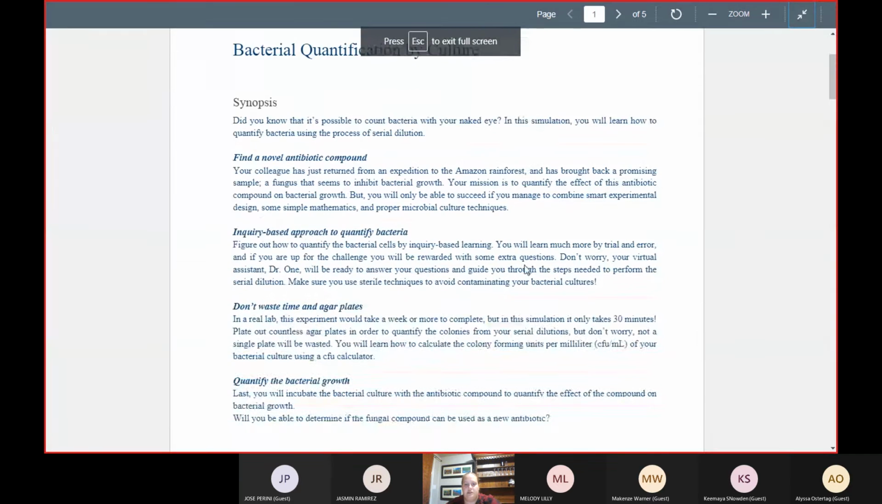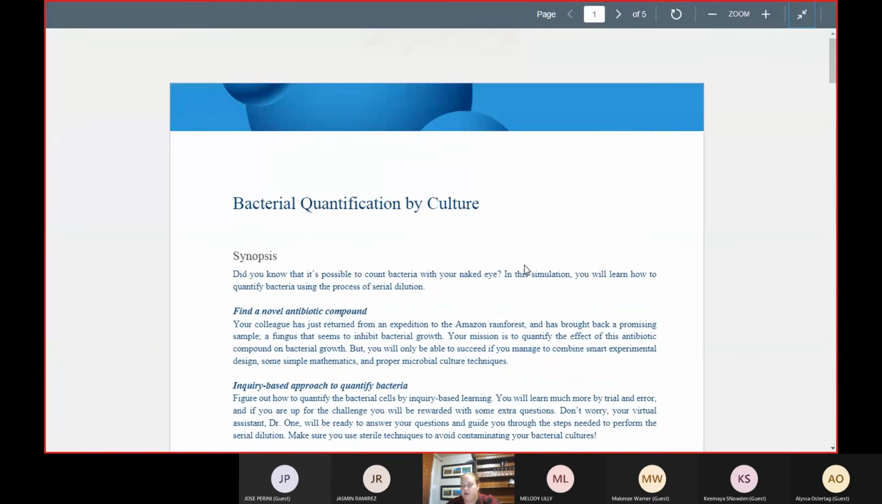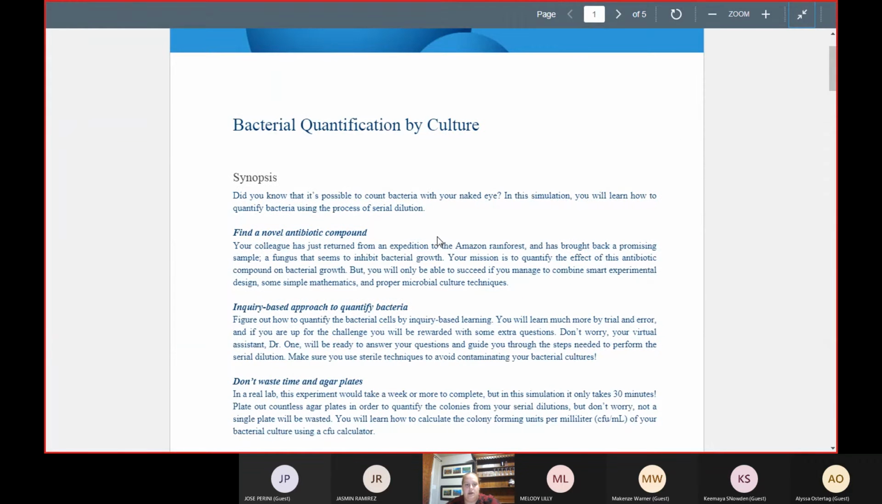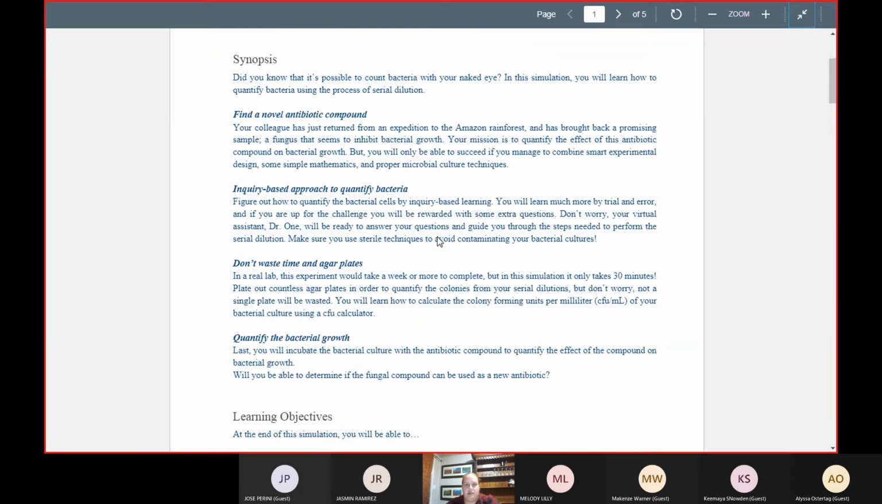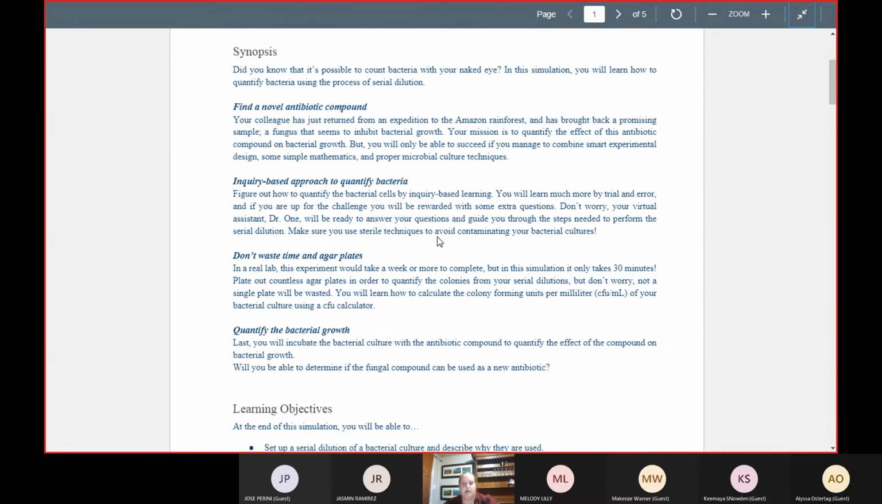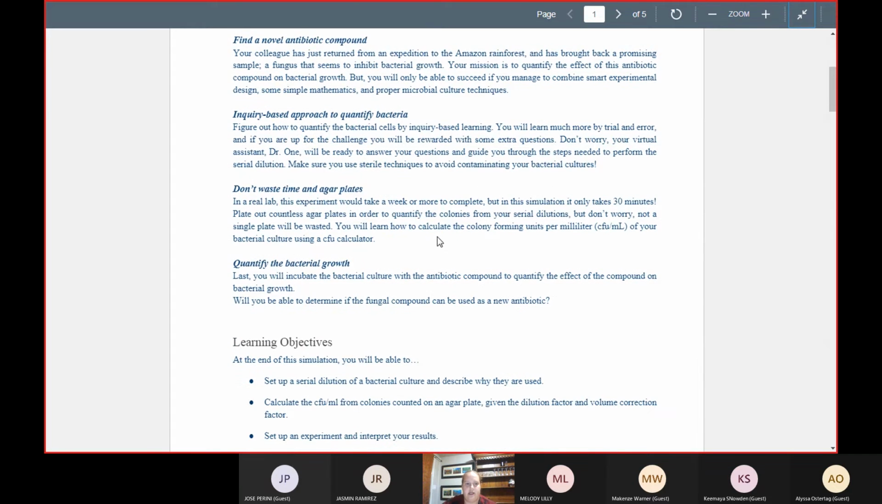So these are both the documents from the Labster manual, and definitely give yourself plenty of time to go through these Labster simulations. They're pretty intense, but they're also really full of some great information.